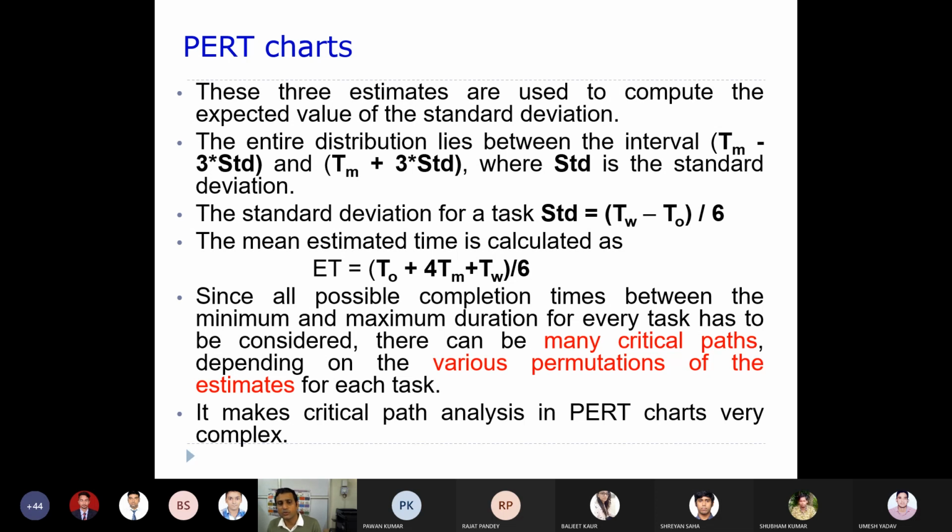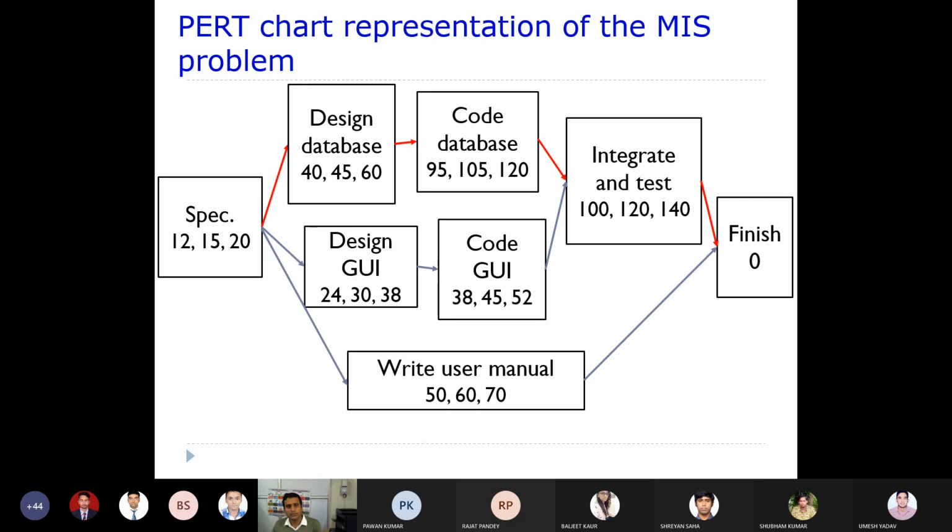So what we try to do is go with an average estimate. The average estimate can be calculated as TO plus 4TM plus TW, divided by 6. Once you have the optimistic value, most likely value, and worst case value for each and every task, you can easily calculate the average estimates using this equation.